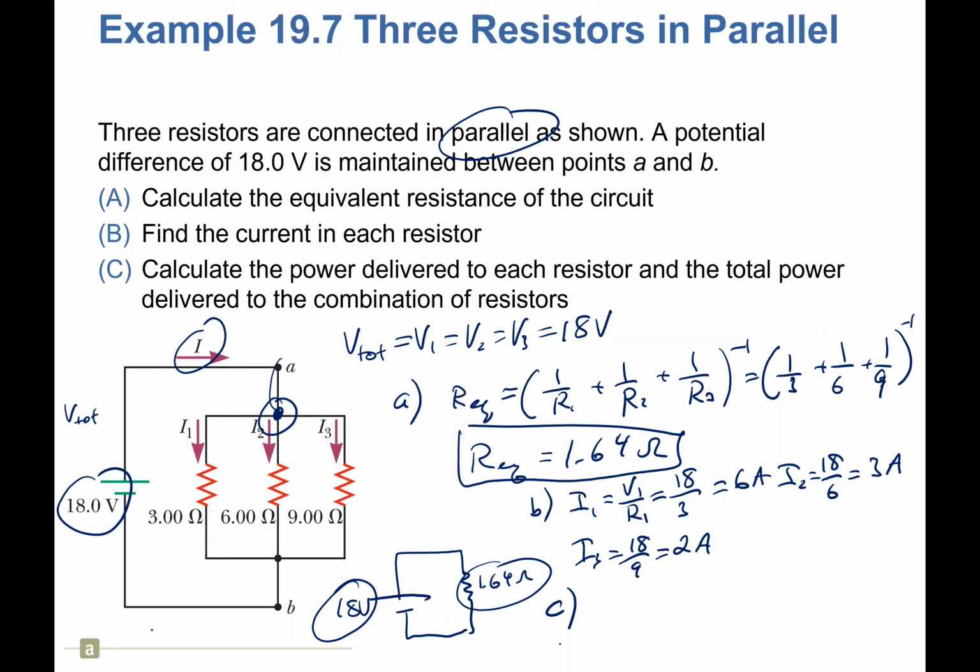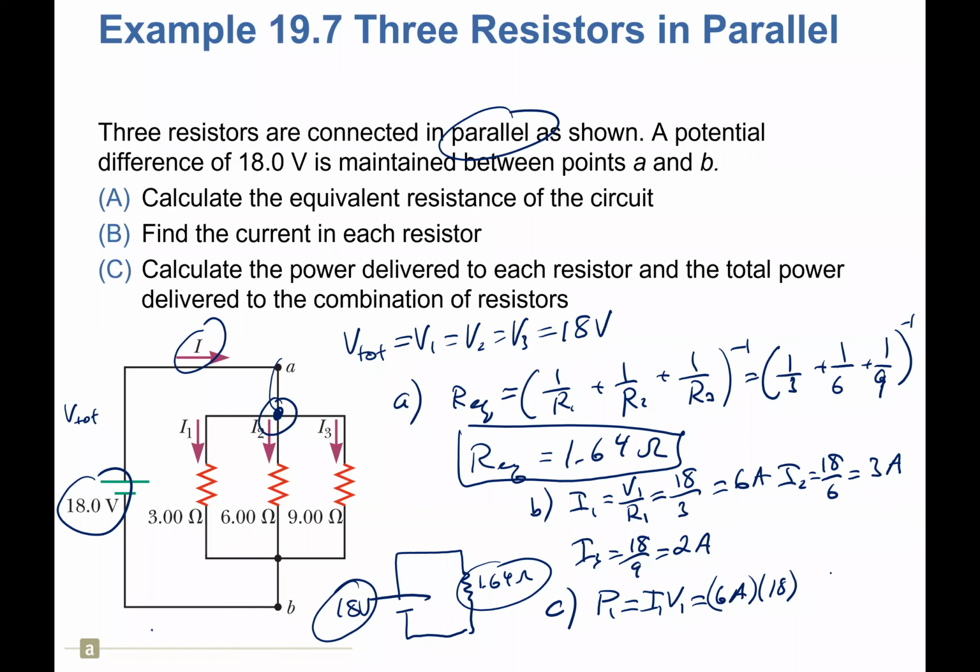All right, so part C then says calculate the power delivered to each resistor and the total power delivered to the combination of resistors. In this case, we can just use one of the power equations, and you can calculate them any way you want. Let's say if you do IV, it becomes P1 equals I1 times V1, for example. I1 here is 6 amps. V1 here is 18. So 6 times 18, right?